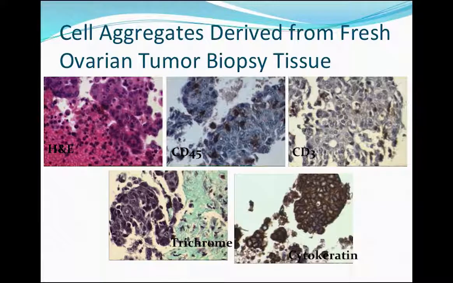So here we're looking at just the tumor aggregates. They're stained with H&E, stained with CD45, showing that there are leukocytes there, and stained with CD3.